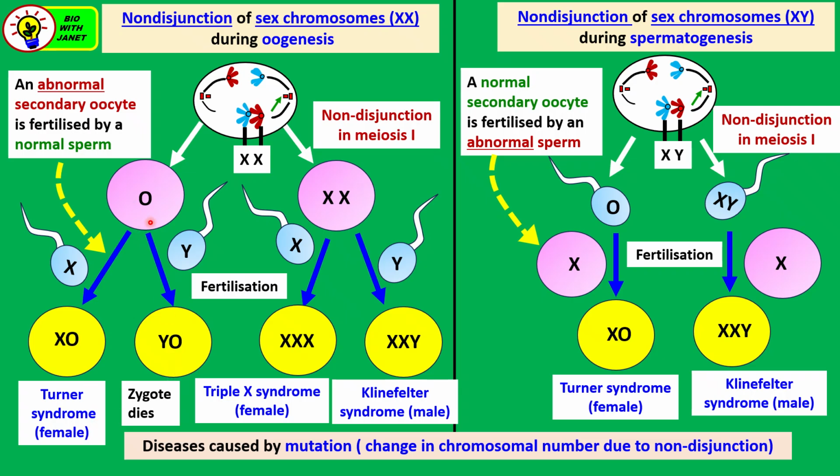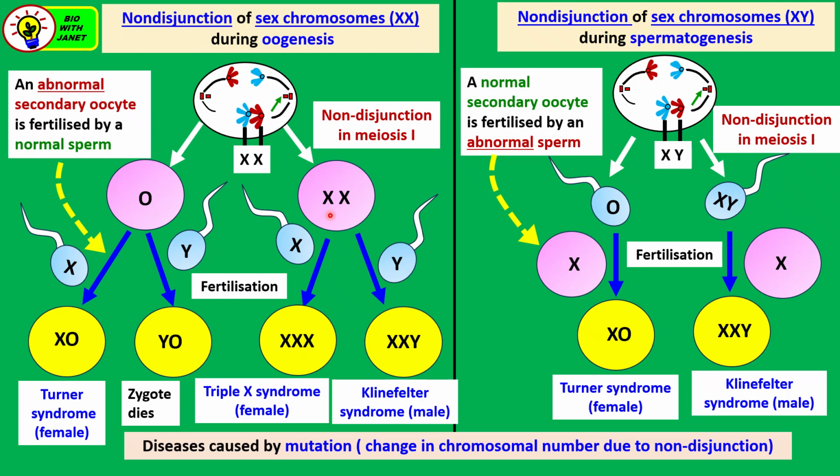Now the second case is if this abnormal ovum fuses with the Y sperm. Then the zygote will have only one Y chromosome in its cell. This zygote cannot survive because the Y chromosome is very small and it has fewer genes than the X chromosome. So this zygote will die.